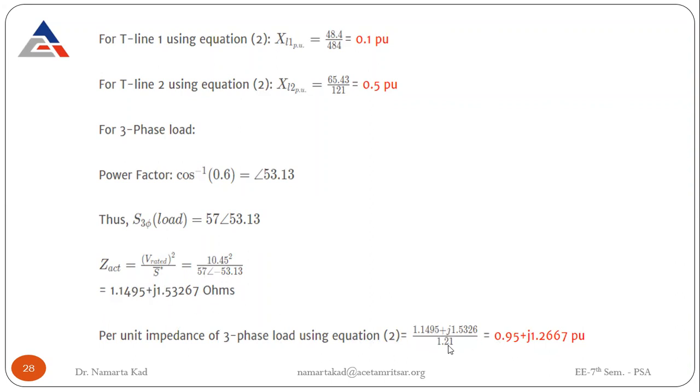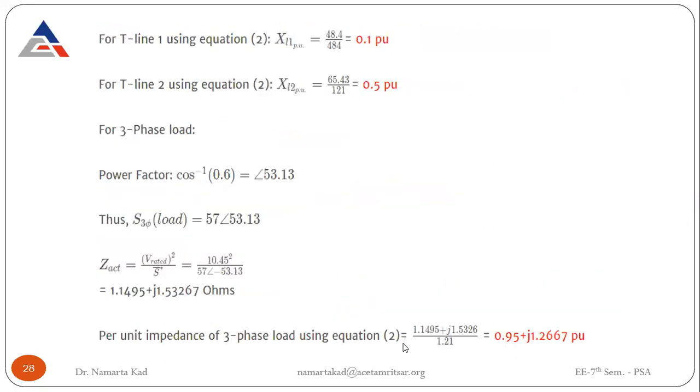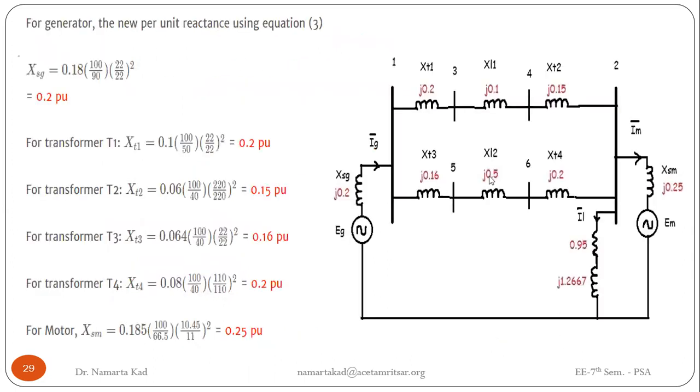That is the base value. This one. This is the base for the three-phase load 1.21. Okay. So this is how to calculate the per unit impedance value for the three-phase load. Now what is left? Transformers and generators are left.